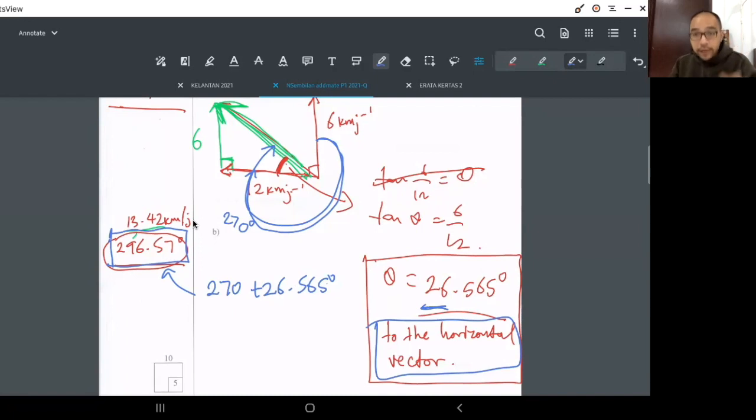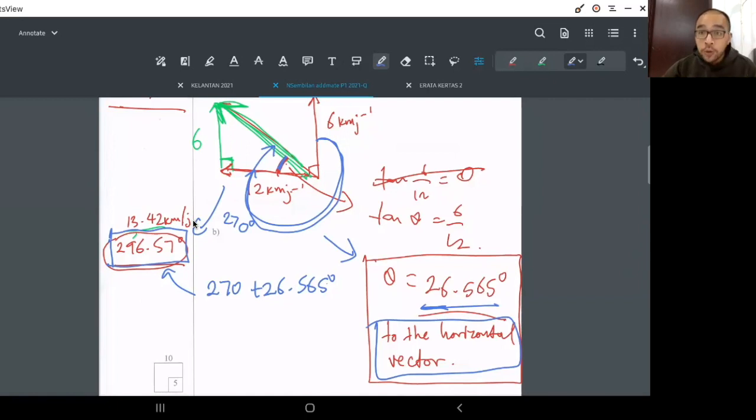But if you're going to use just the tangent and just use this 26.565, you need to mention that it is 26.565 degrees to the horizontal vector. It must touch which vector. So that is a very important thing that I want to mention. You can do it both ways. Personally, I prefer this way, but it doesn't mean that the bearing way is wrong. The bearing way is also correct.